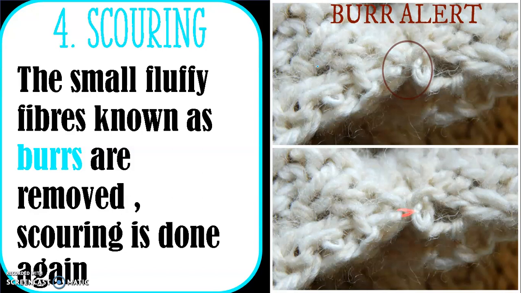After that, they remove the burrs. Have you seen these small fibers, these small threads coming out from your sweater? These are known as burrs. So what they do is they remove the burrs from the wool. From the wool, they remove the small tiny hair that they see coming out and they do scouring again.